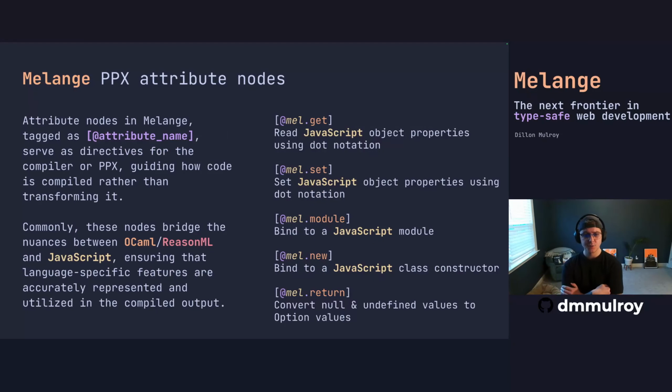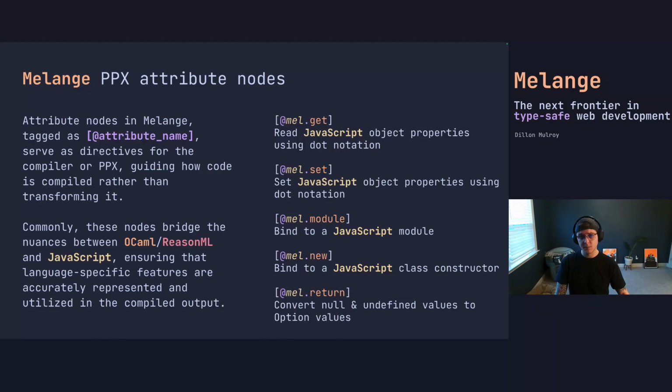Next, we have PPX attribute nodes, and attribute nodes in Melange are tagged with this @attribute name syntax. It serves as a directive for the compiler or our PPX on how to compile our code rather than directly transforming it. You can think of these attribute nodes as changing the semantics of our code rather than the syntax. So commonly these nodes bridge the gap in the nuances between OCaml and ReasonML and JavaScript, ensuring that language-specific features are accurately represented and utilized in our compiled JavaScript output.